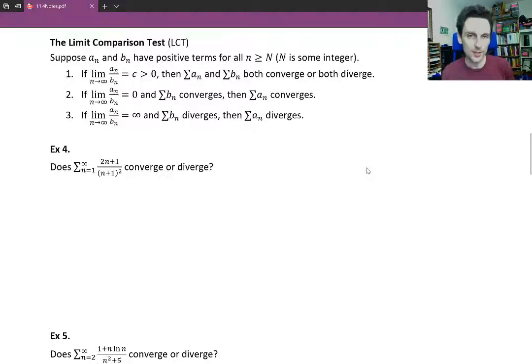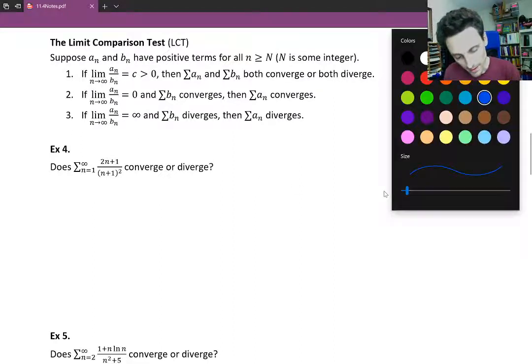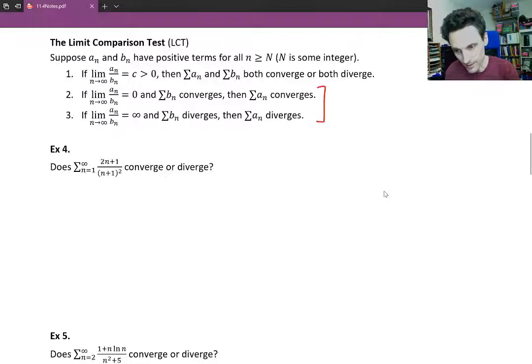Let's look at how to use the limit comparison test in example 4. Here we're given the series 2n plus 1 over n plus 1 squared, and we're going to try to figure out, does that series converge or diverge? Now, before we get started with example 4, we'll always want to put our known series, or the terms of the known series, on the bottom.